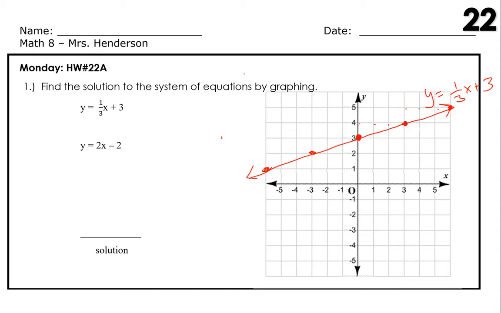Next, I'm going to graph the second line in blue, starting at my y-intercept. And if your slope, or rate of change, is a whole number, place a 1 underneath. So I'm going to rise 2 along the y-axis and run 1. Rise 2, run 1. Rise 2, run 1. And I see my overlapping point. That is the solution to my system.